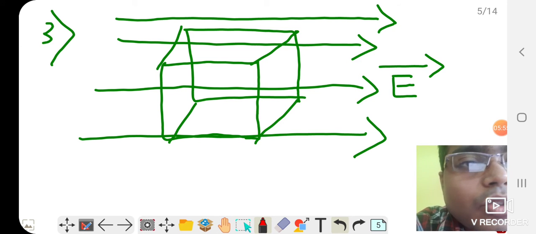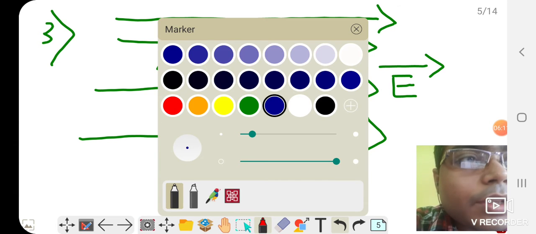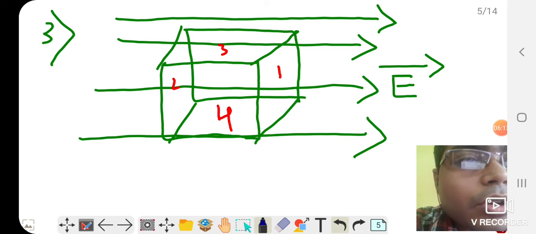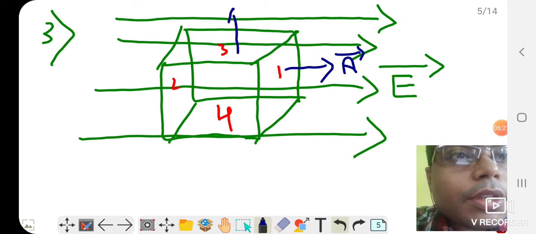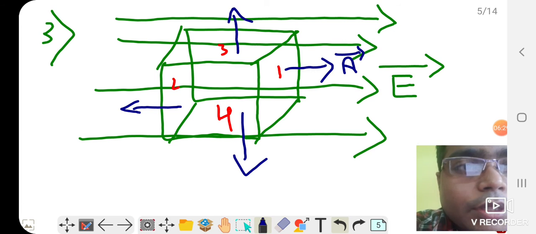Here, a cuboid is placed in a uniform electric field, and we are asked to calculate the total flux. So there are four surfaces. If we consider this is 1, this is 2, this one is 3, and this one is 4. Let us find out the direction of the area vector first. For the first surface, the direction is like this, right? This is the direction of the area vector. For the third surface, this is the direction. For the fourth surface, this will be the direction. For the second surface, the direction is given like this. So I think it is clear to all of you how we have got the direction of the area vector.